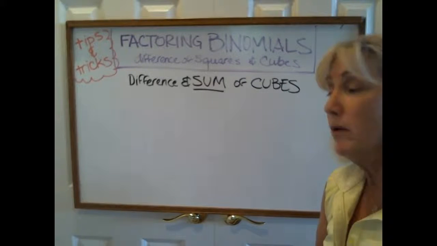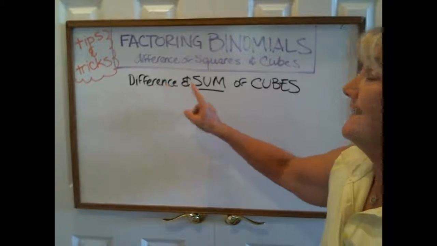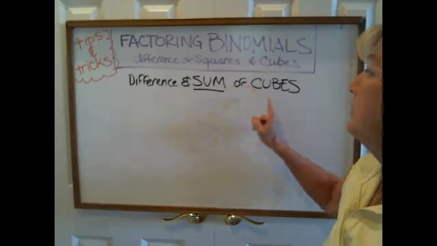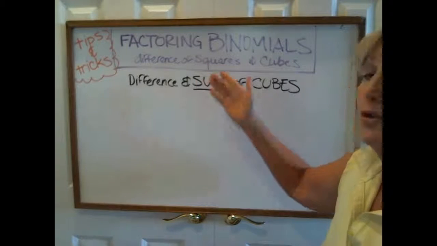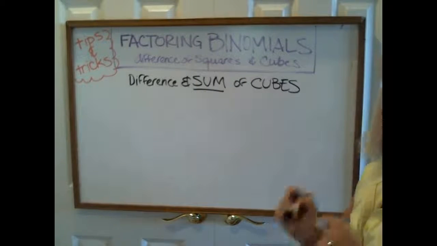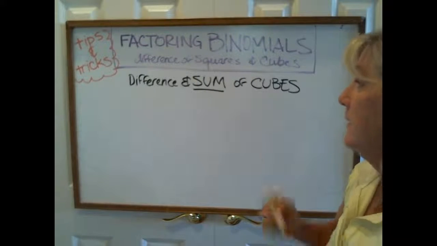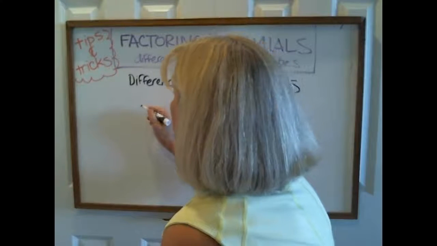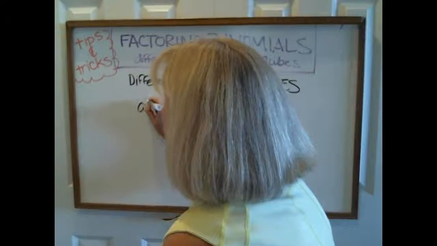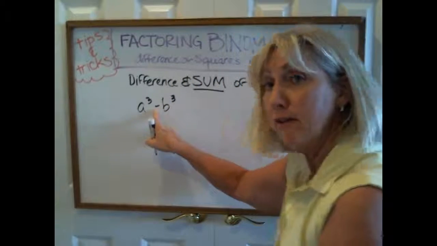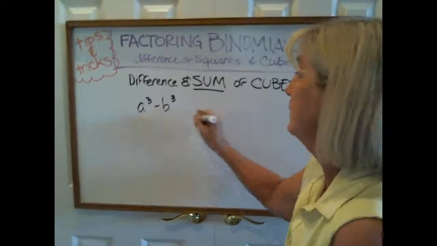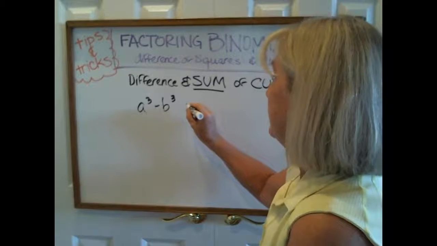All right, now we're going to move on to the difference and sum of cubes. There can be a sum of cubes where there cannot be a sum of squares. There can be both. So I'm going to first write down the formula for the difference of cubes, and it'd be a cubed minus b cubed. That's the difference, subtraction, of two perfect cubes.